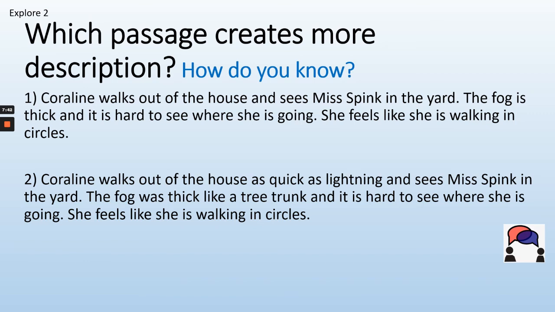Or, Coraline walks out of the house as quick as lightning and sees Miss Spink in the yard. The fog was thick like a tree trunk and it's hard to see where she is going. She feels like she is walking in circles. Pause the video now.